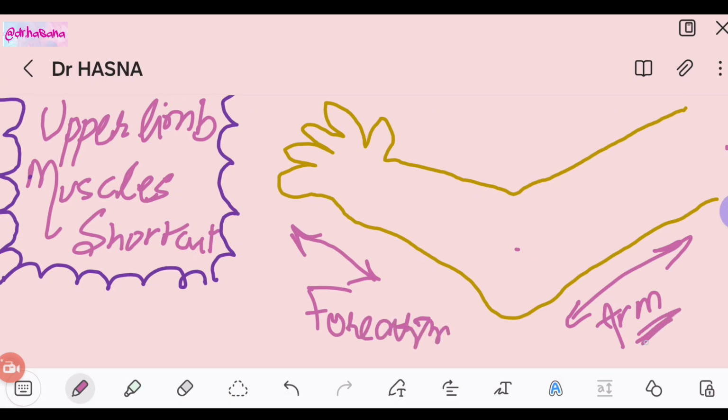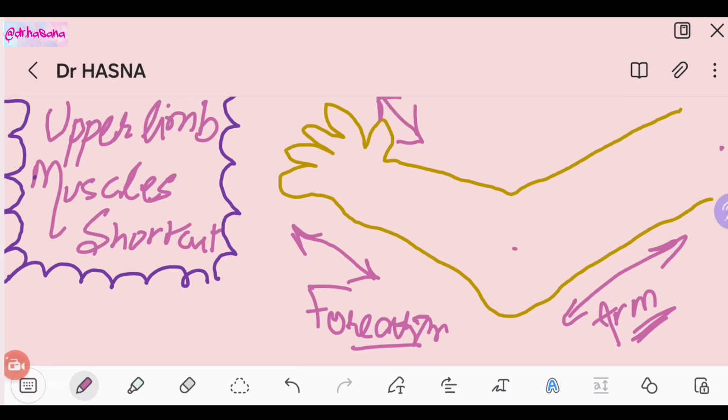So now we know that the arm has an anterior compartment and a posterior compartment and the muscles within it. Similarly, in the forearm, we have anterior and posterior, and then we have this hand. I want you to remember the nerve supply in this way. All the muscles of the anterior compartment of the arm are going to be supplied by the musculocutaneous nerve.